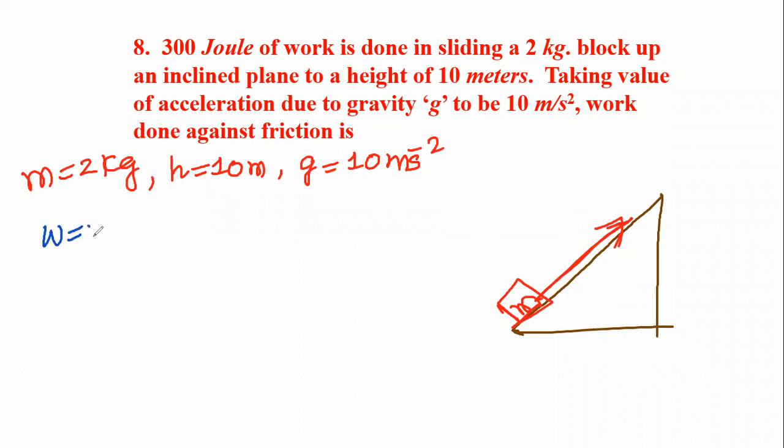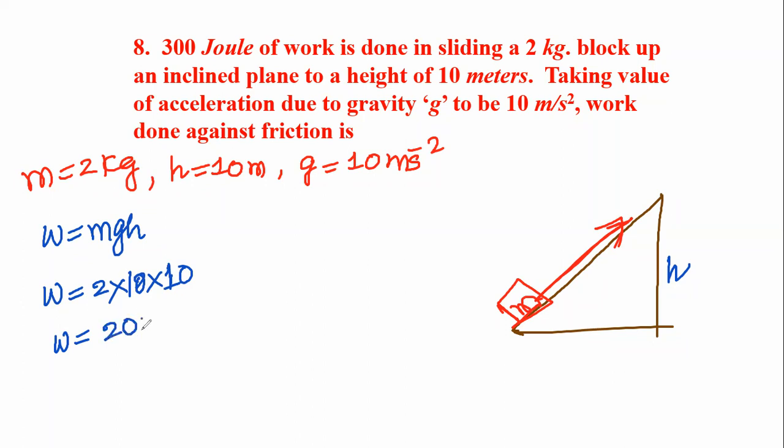The work done is nothing but mgh, as we are lifting to a height h. So work done W is equal to m is 2, g is 10 meters per second squared, and h is the height through which we are lifting, taken as 10. Therefore, W is 10 tens are 100, 100 into 2, 200 joules. So the work done in lifting it from the bottom to a height h is W equals 200 joules.